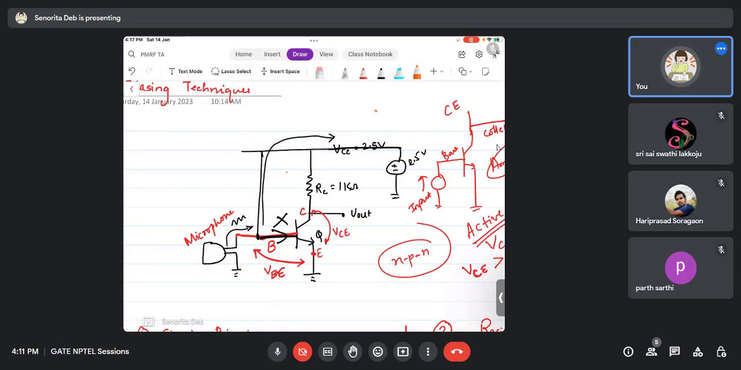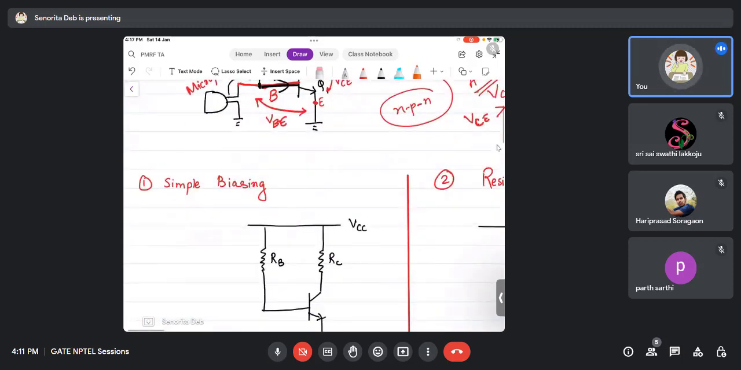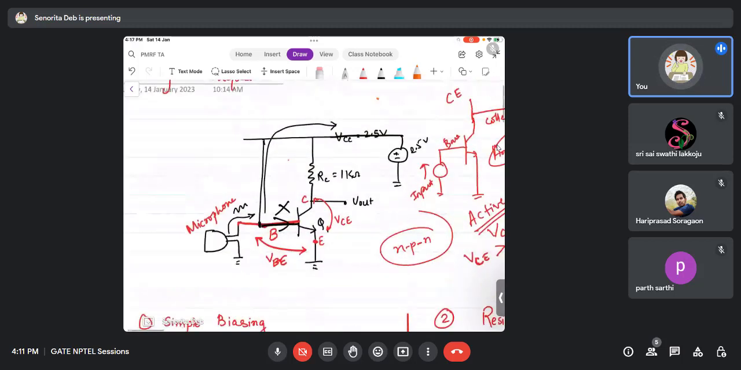Okay, there is no difference. So the first technique is simple biasing. Let us simply try to bias the transistor. So how do I simply bias? First what I had done, I had connected a direct connection here, right? I have made a direct short.